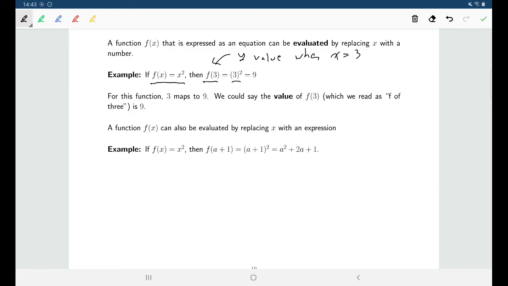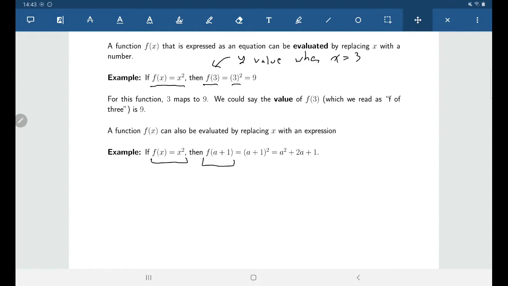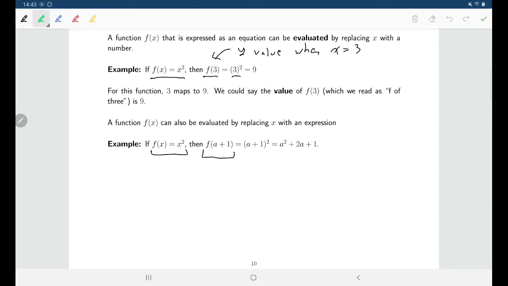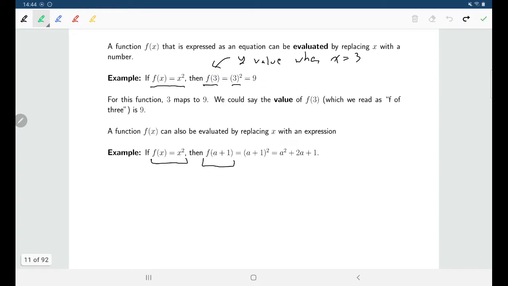But of course, you can also evaluate a function with an expression. So the same function that I have, f of x being x squared, maybe I'm interested in what is f of a plus 1. What happens when I take my function and replace x with a plus 1? A couple of things just to note here. One thing, which hopefully is not a surprise, is that when we're evaluating a function with a number, we find a number as our value. So when we put in a number 3 for x, we got a number 9 for y. And also not a surprise that when you're evaluating a function with some expression involving a variable, you'll get some expression involving that variable as your corresponding value for y.